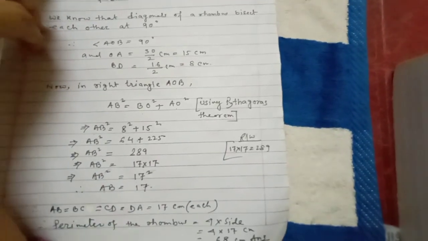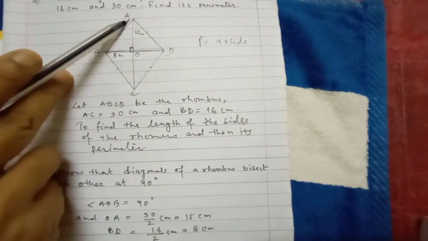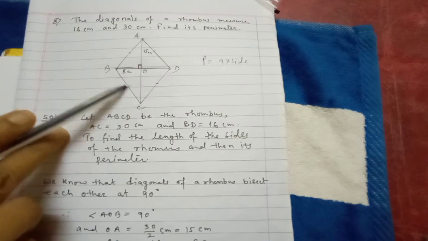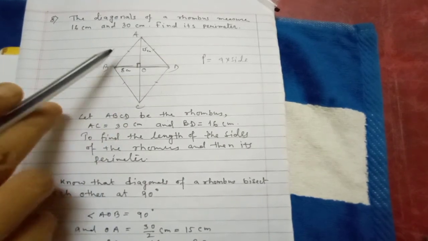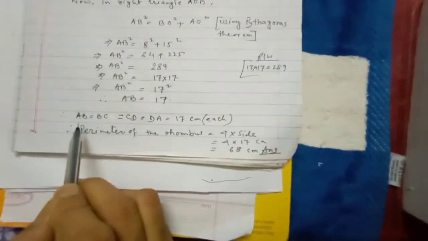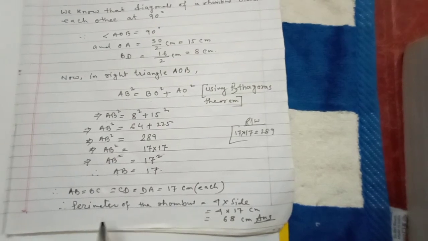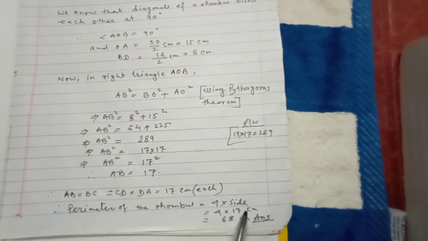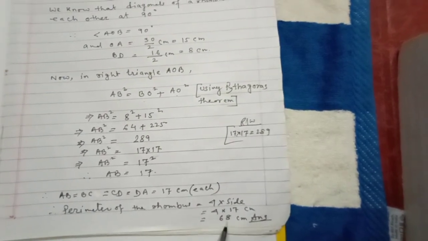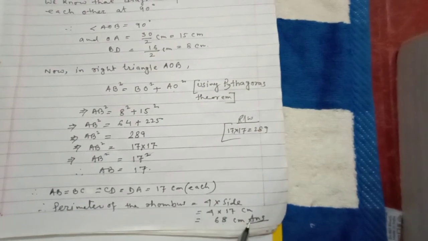Now we have got the length of AB, which is 17 centimeter, and because it is a rhombus, all the sides are of equal length, so all the sides are 17. AB is equal to BC is equal to CD is equal to DA, 17 centimeter each. So the perimeter of the rhombus is 4 into side, that is 4 into 17. Multiply this, you will get 68 centimeter. This is your answer.